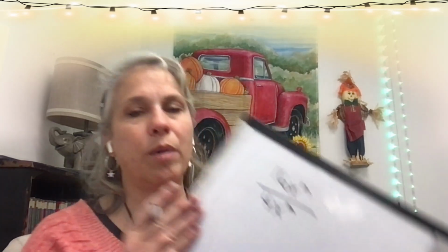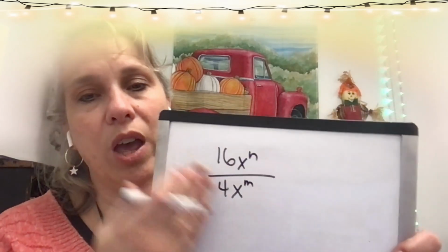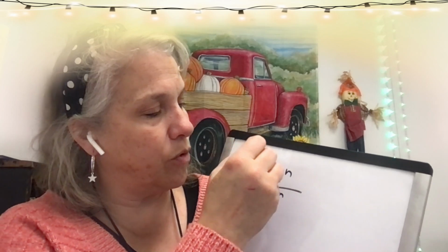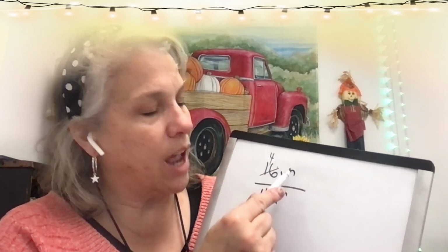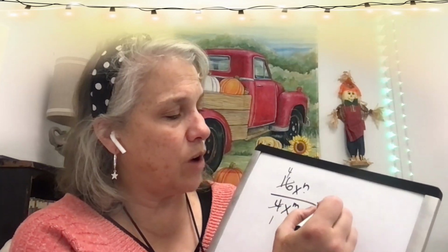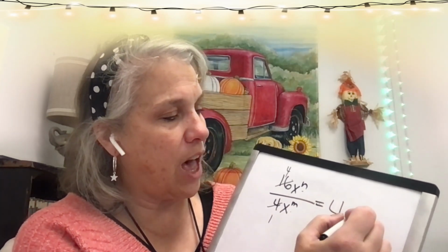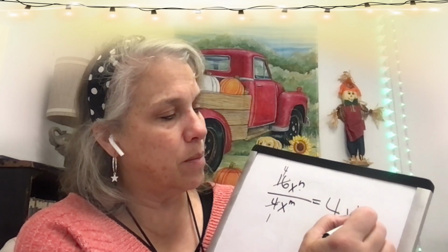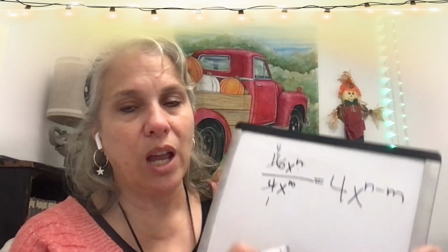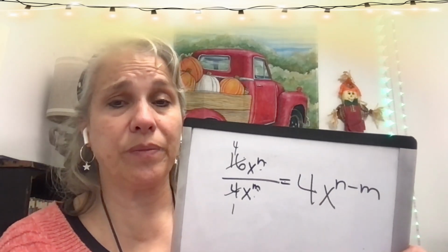The next one is a quotient, 16x to the n divided by 4x to the m. Now the rule about these is you can reduce the whole numbers. So 16 reduces to 4, that reduces to 1. And now I'm going to subtract exponents, but they're letters. So I'm just going to write it out. 4x to the n minus m. The top letter subtracted by the bottom letter. And that's going to be my final answer.